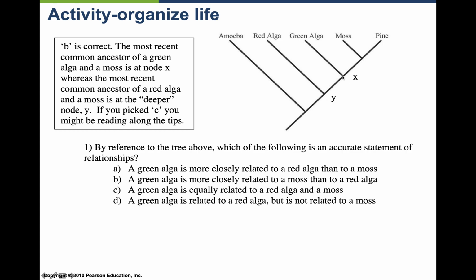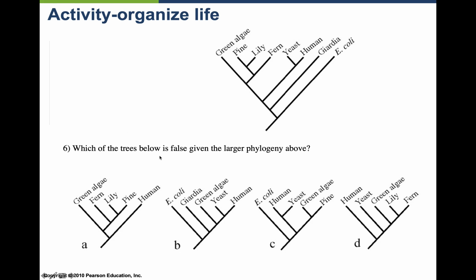So what we're saying here is that the green alga shares a common ancestor with both moss and pine. Thus, it is equally closely related to both moss and pine. Give this a read if that doesn't quite make sense. All right, here's the next question. Which of the trees below is false given the larger phylogeny above? You need to take this tree, which will be in a simplified form here, meaning they've removed some of these species, but the same overall pattern of the tree is here, and you need to find which one of these trees is false given this pattern and it being simplified. Can you figure it out?